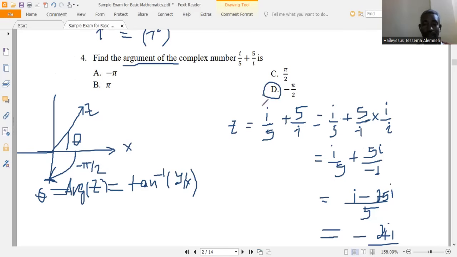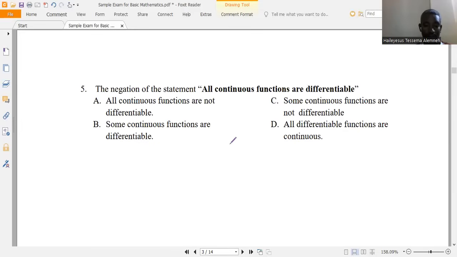D ላይ ያለው ትክክለኛ ምርጫ ነው ማለት ነው። And the negation of the statement all continuous functions are differentiable.